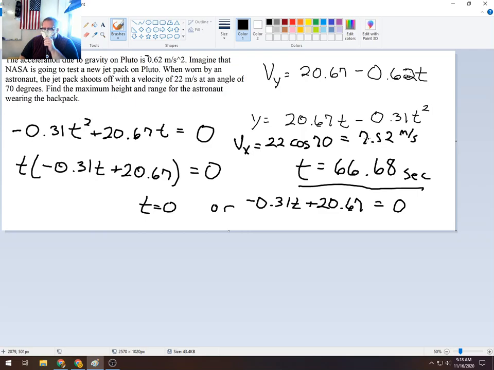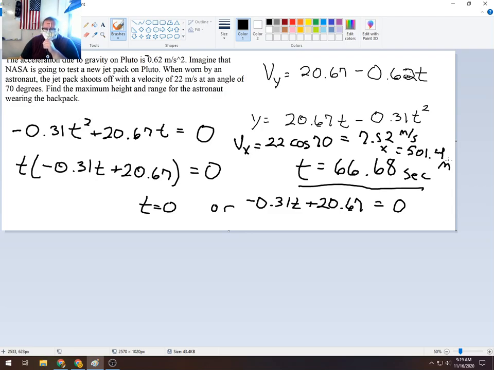So to find the range, I just take my horizontal velocity. That's how fast it's going horizontally, and this is how long it's in the air. Just multiply those together to get my range. And I get my final answer, 501.4 meters, which is a huge range. But again, that makes sense with what we see.